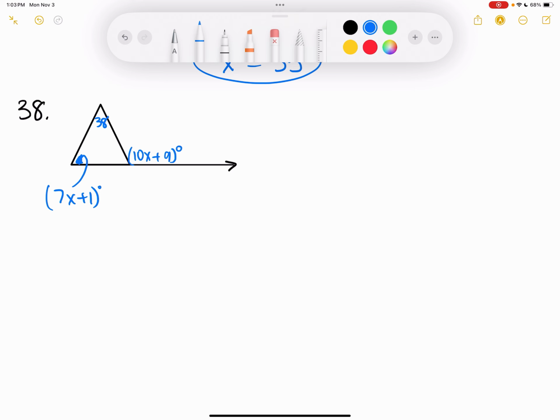So, using our exterior angles theorem, it says that the measure of angle 1, which is your exterior angle, is equal to the measure of A plus the measure of B, which are these two non-adjacent angles here. So, to do this, we set this up.